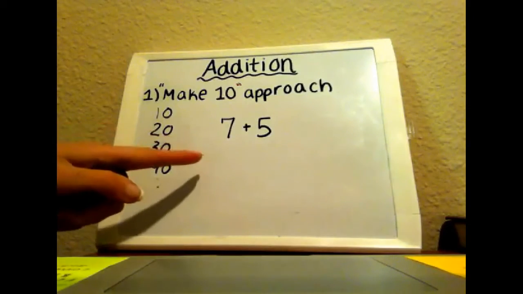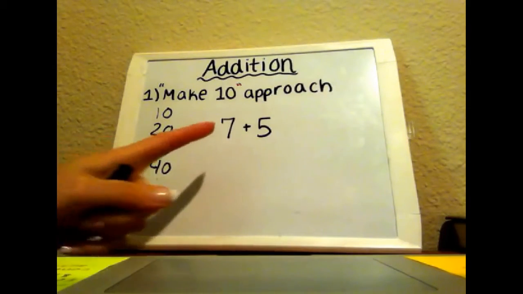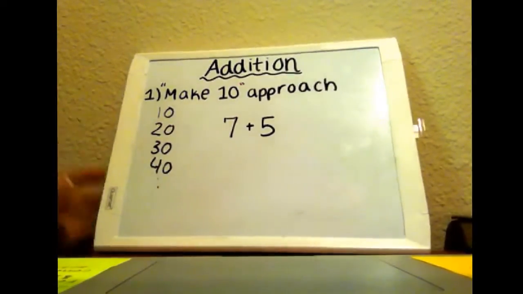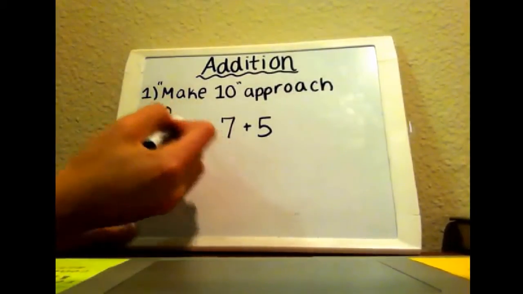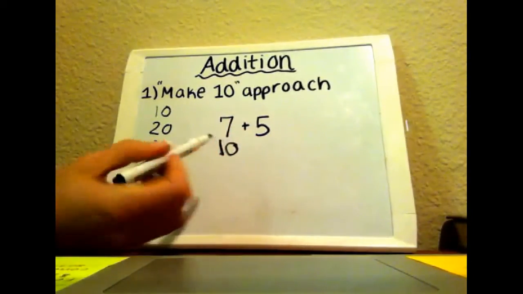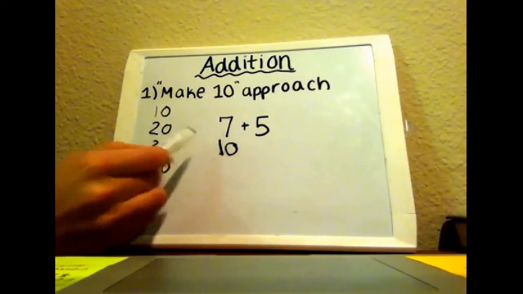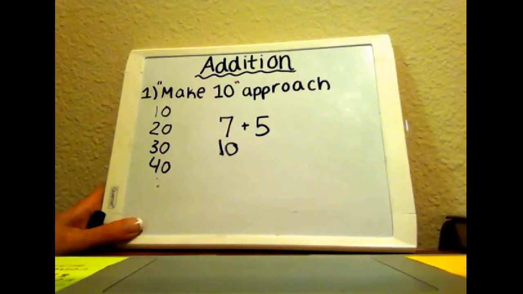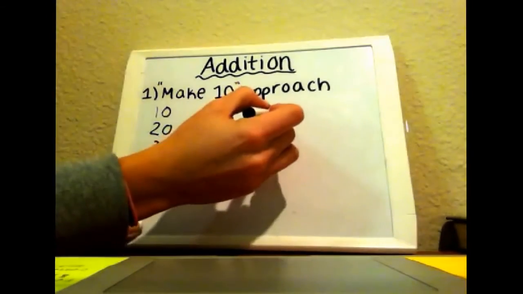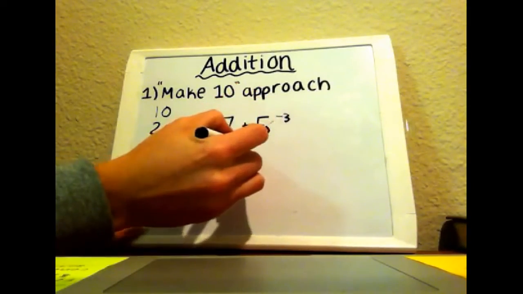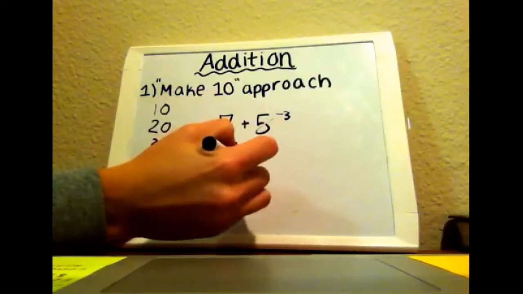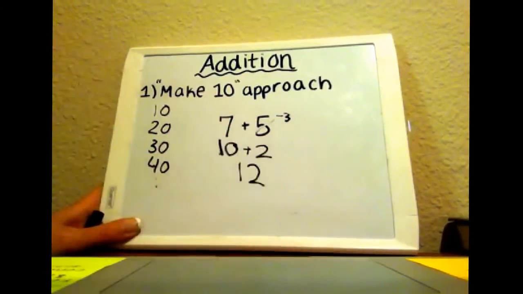So for this problem, we're going to start off basic, and the first thing we need to do is make one of these numbers into a multiple of 10. So the first one is 7, and that's the closest to 10, so we can make the 7 into a 10. And to do that, we had to add 3 to 7. And the only way to get that 3 is to take it away from 5. So 5 minus 3 now becomes 2. And 10 plus 2 is 12.